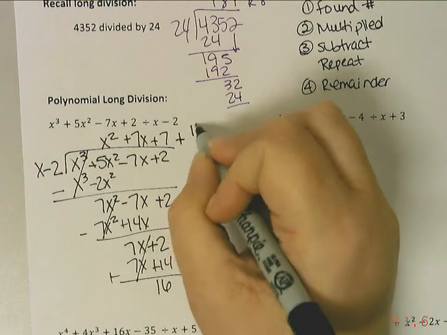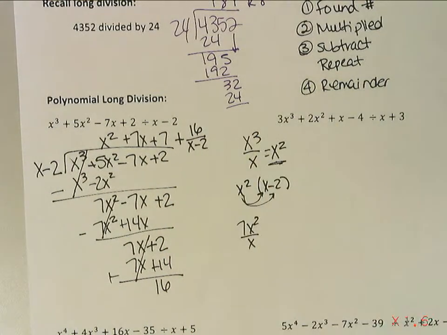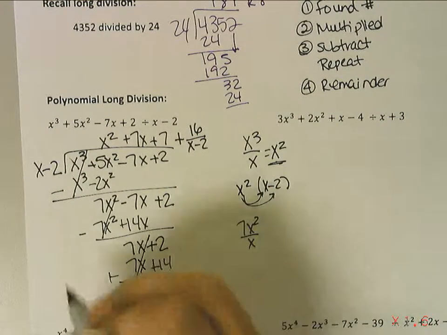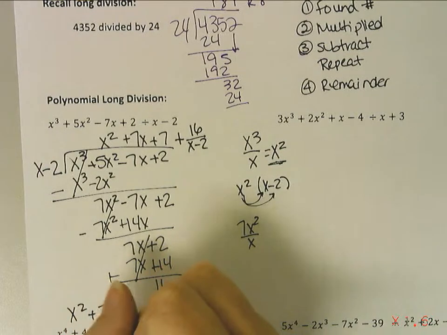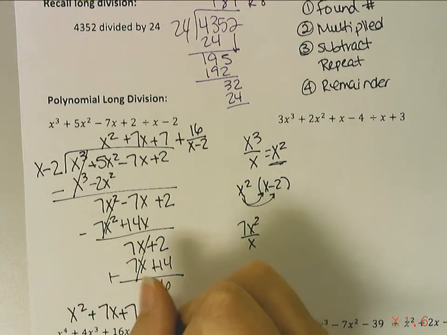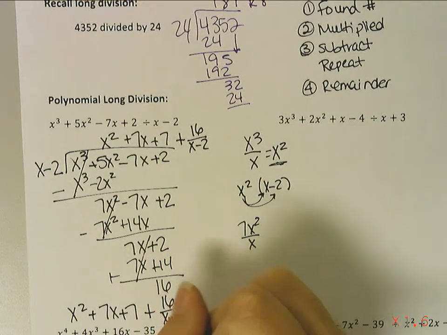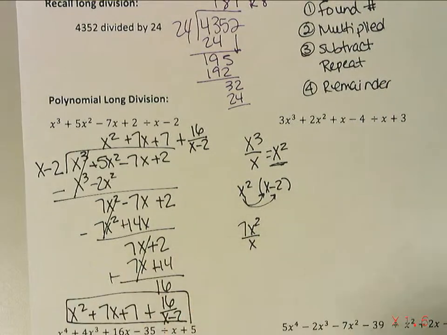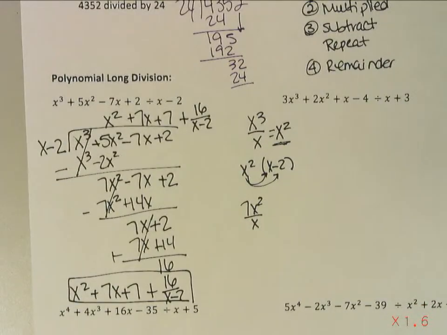So our remainder is 16 over x minus 2, and that's how we write it. So our final answer is x squared plus 7x plus 7 plus 16 over x minus 2. And that's how to write our answer.